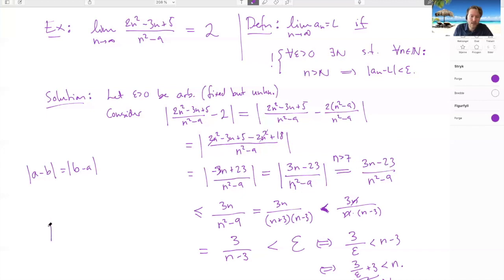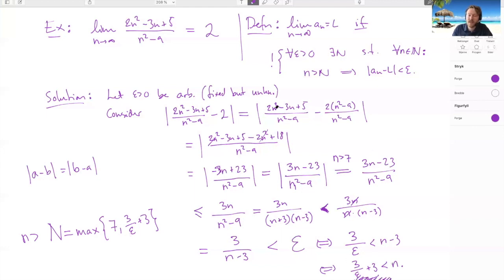So really what I need to do here is to choose capital N to be the biggest of 7 and 3 divided by epsilon plus 3, like this. Because what happens if n is bigger than the biggest of these two numbers? Well, then little n is bigger than both of them. So both this step worked and this inequality here is true. So that's a standard move.